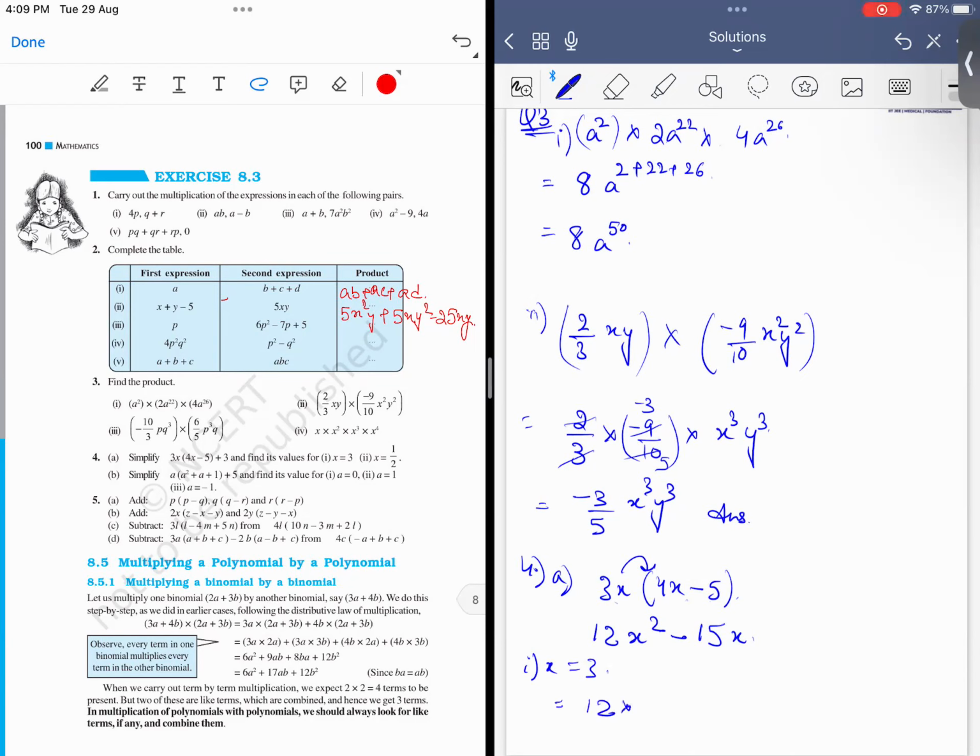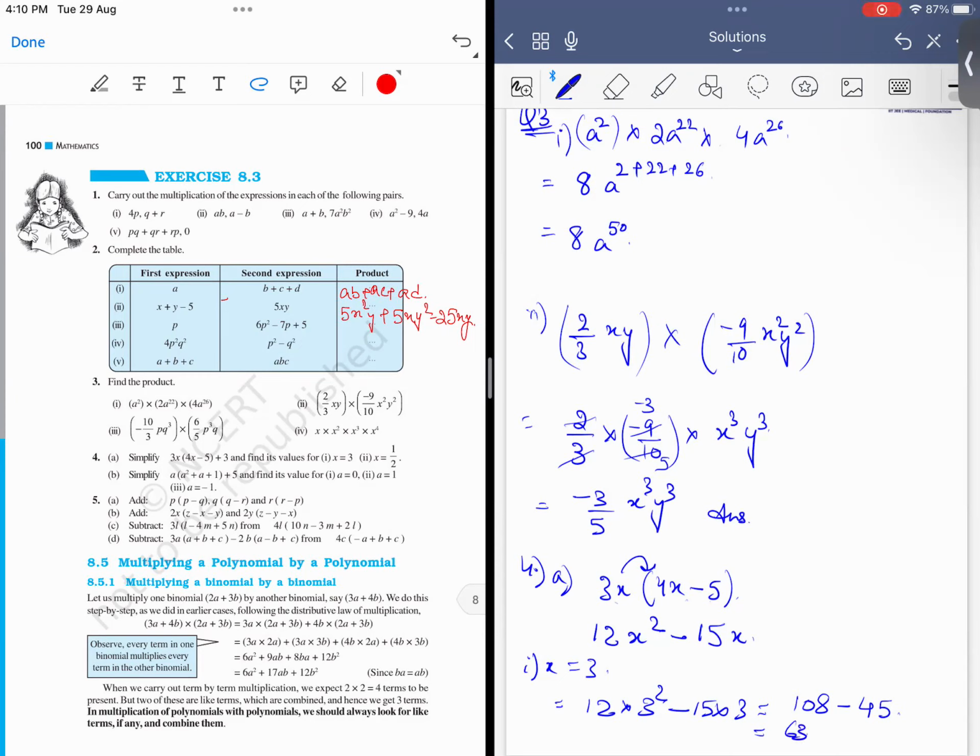So 12 into 3 square minus 15 into 3. So 3 square is 9, so 12 into 9 is 108, minus 15 into 3 is 45. So you can do 108 minus 45, which is how much? 63.